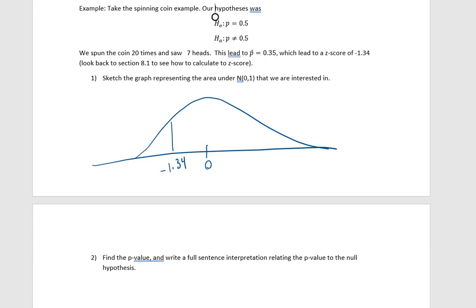Okay, but remember, this says that p is not equal to, so we're looking for an extreme, like spinning a coin and getting 7 heads, or something that's equally as likely, which is spinning a fair coin and getting 7 tails. Right here. So remember, 7 heads is just as likely as 7 tails, which would be 13 heads. So what we need to do is find this area here.